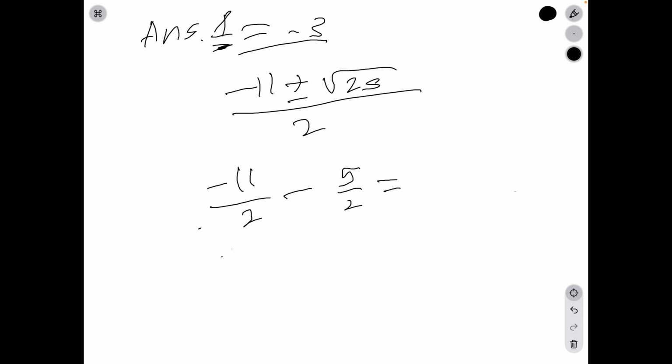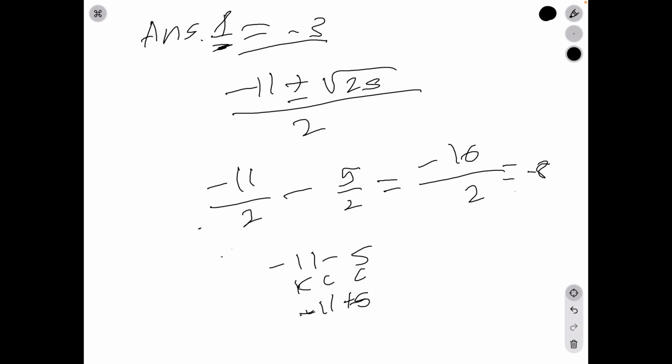Subtracting. Since again both are the same denominators, we have to subtract. And if you're watching this video, you probably already know the rule: keep, change, which is K, C. So this equation is negative 11 plus negative 5, which is negative 16 over 2, which is equal to negative 8.